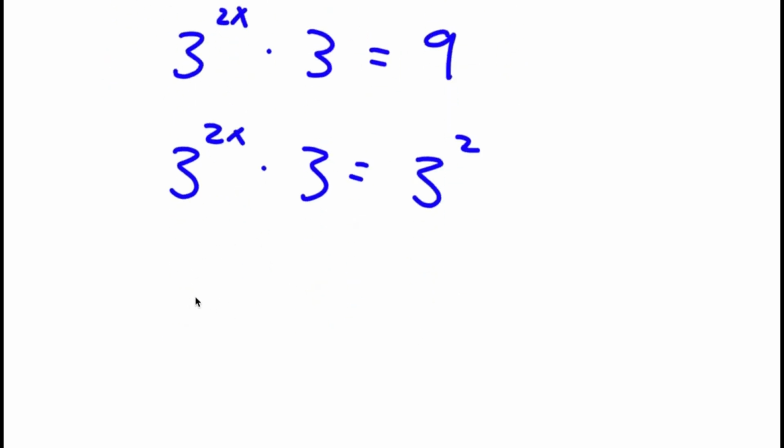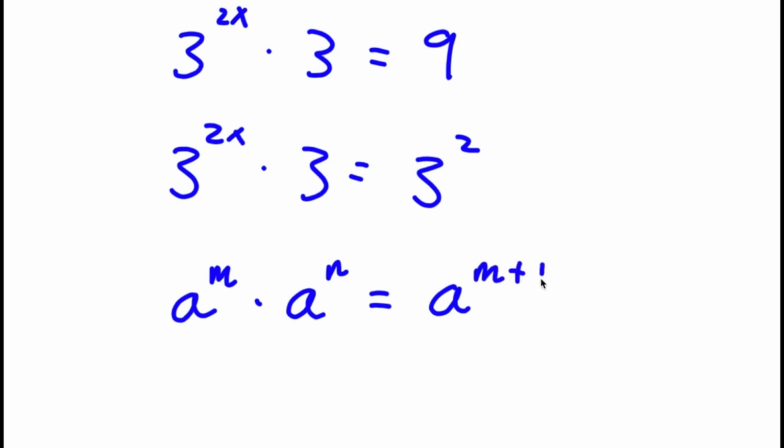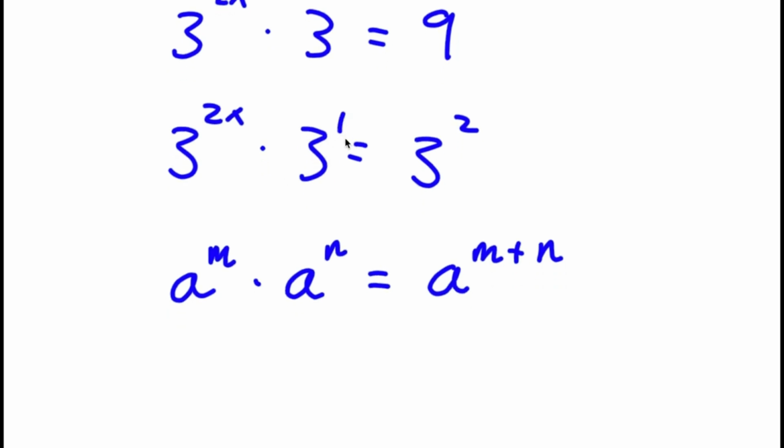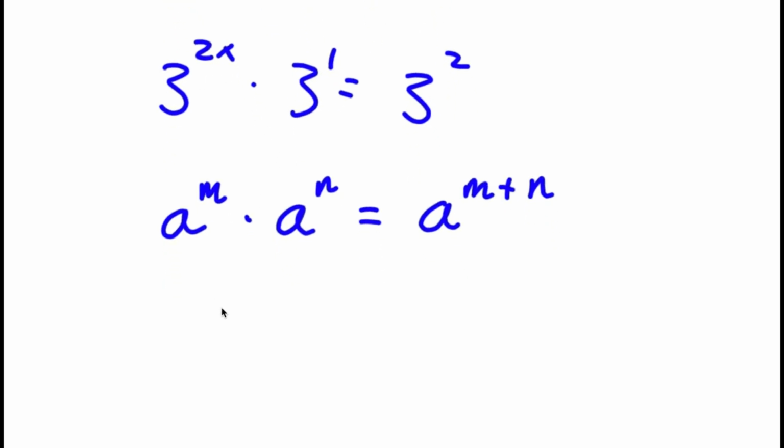Now, if I have something in the form a to the power of m times a to the power of n, this is equal to a to the power of m plus n. So in this case, 3 to the power of 2x times 3. 3 is the same thing as 3 to the power of 1. So if I multiply these two, I get 3 to the power of 2x plus 1 is equal to 3 to the power of 2.